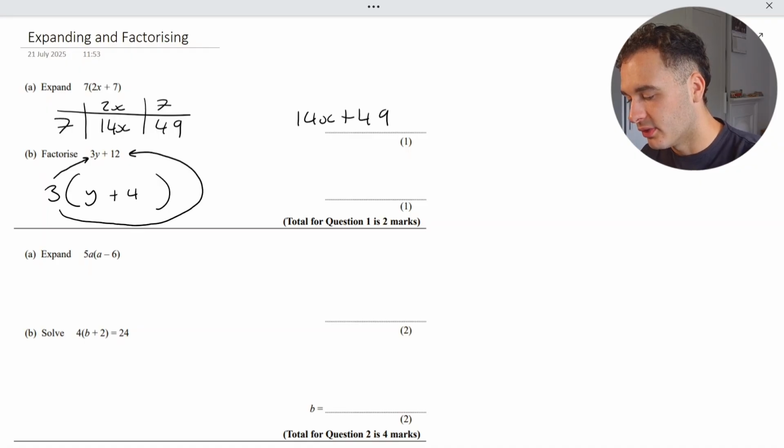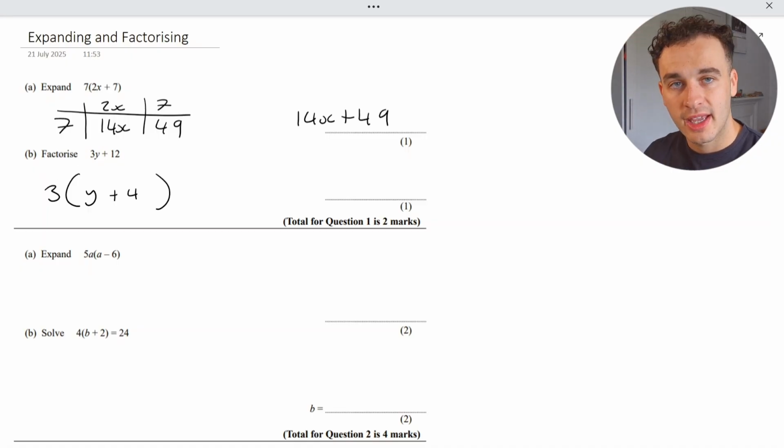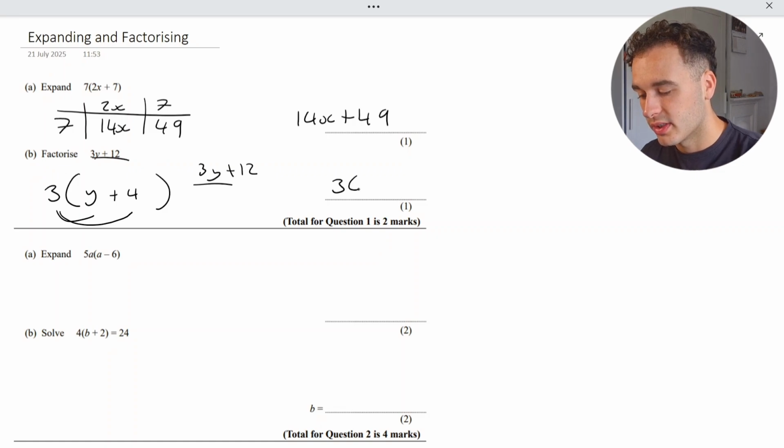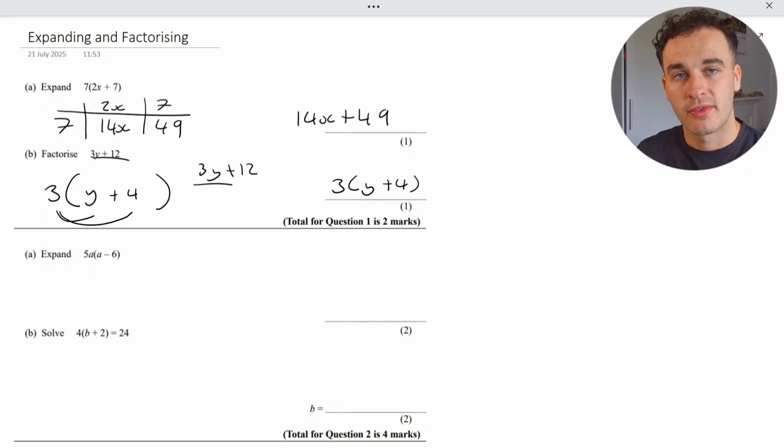Just a positive 4. And the way you check that you're correct is that you expand it out, and you can see that 3 times y is 3y, and 3 times 4 is just 12. So you got 3y plus 12, which is the original answer. So you're correct. So our answer is 3y plus 4 in the brackets. That's how we factorise, okay?